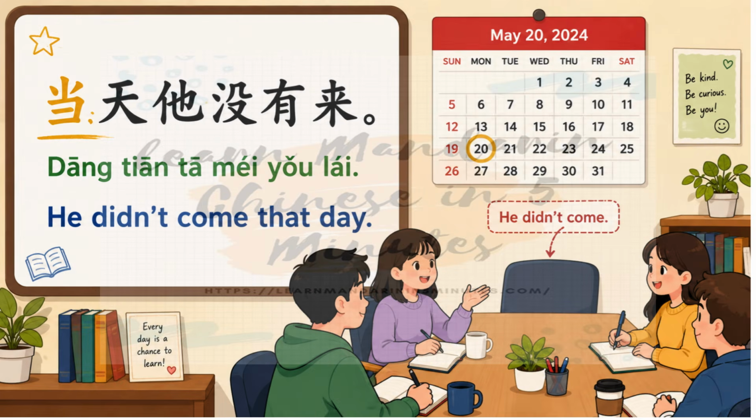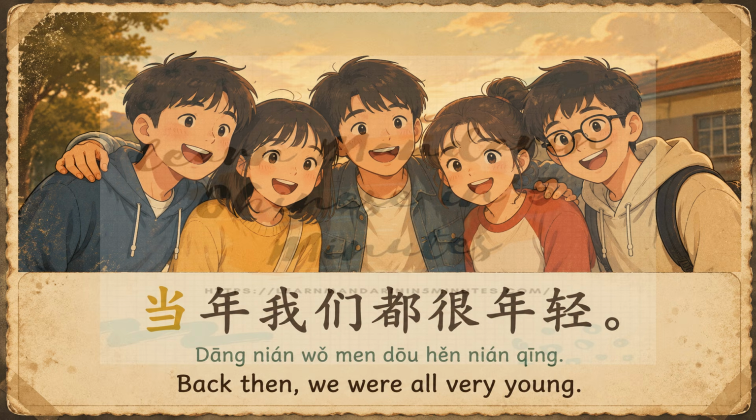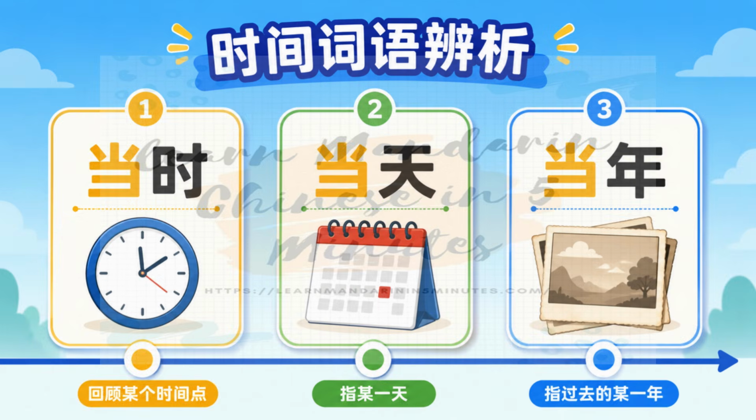Another example. 当天他没有来. He didn't come that day. 当年我们都很年轻. Back then, we were all very young. So this dāng is not a job anymore. It is a time marker, but it still has that feeling of placing something inside a situation. Not a teacher situation this time, but a time situation. 当时, in that moment. 当天, on that day. 当年, in those years. That is why these are all dāng.